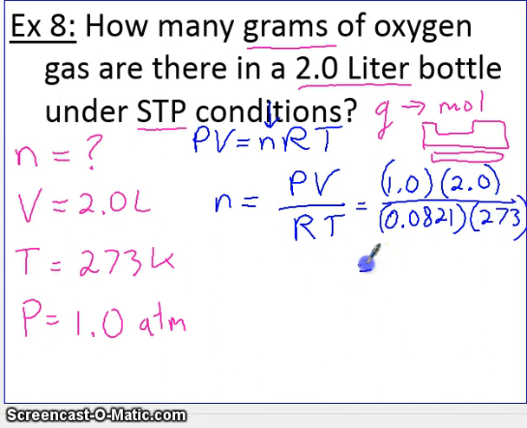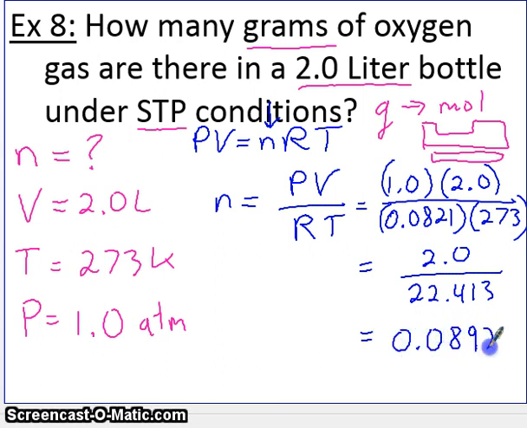Now, when you're dividing this, I would advise you to multiply the top, multiply the bottom, rewrite them, and then divide those two numbers. Because if you plug these numbers into the calculator, if you do 1.0 times 2.0 divided by this times this, you'll get the answer incorrectly. You have to divide by both of these. So 1 times 2 is 2.0 on top, 0.0821 on the bottom times 273 should give you 22.413. And so we have 2 divided by that for a total answer of 0.08923. Now remember, this is moles.